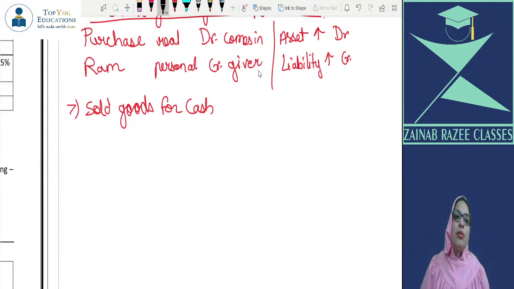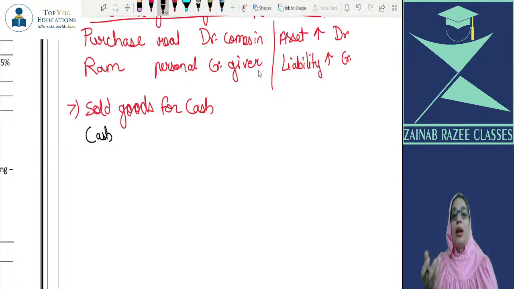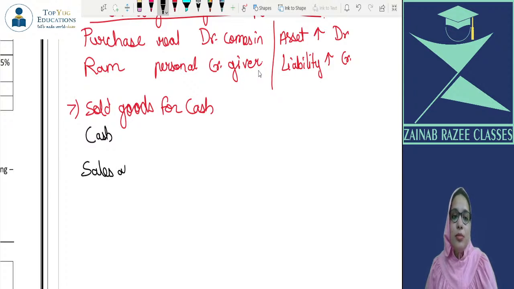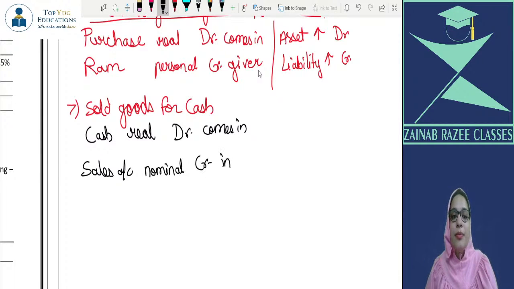Good. So the two accounts that are affected: when I'm selling goods for cash, I'm receiving cash and the goods are being sold. So whenever the goods are sold, we open a sales account. And now cash is a real account. Debit what comes in. So we'll debit it because cash is coming in. And sales is my income. Sales is a nominal account. Debit the expense and losses, credit the income. So cash debit to sales. Okay. Cash account debit to sales.